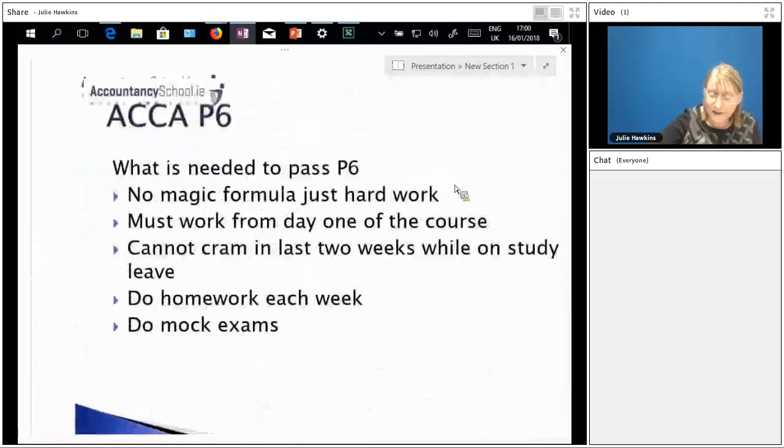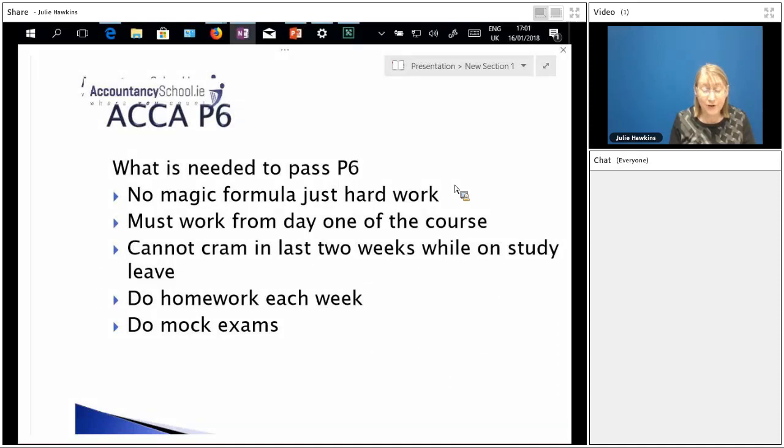Now, what do you need to pass P6? Well, there's no magic formula. It's just hard work. And if you're prepared to put in hard work, P6 is a very gettable paper. You have to work though from day 1 of the course. That's the really big thing. You can't cram this subject into the last 2 weeks while you're on study leave, because there's too much information and there's an awful lot of rules and requirements to learn, and you just cannot cram them in. If you do that, you get very confused and you make a bit of a mess of the questions.